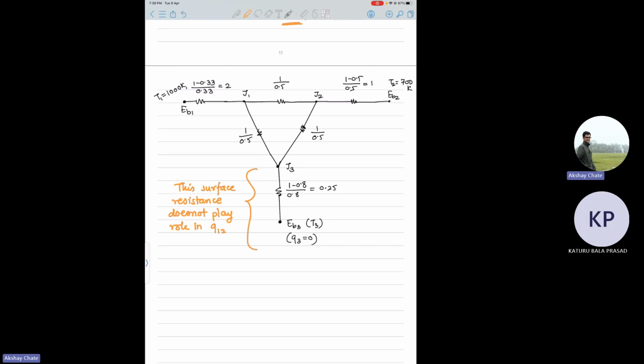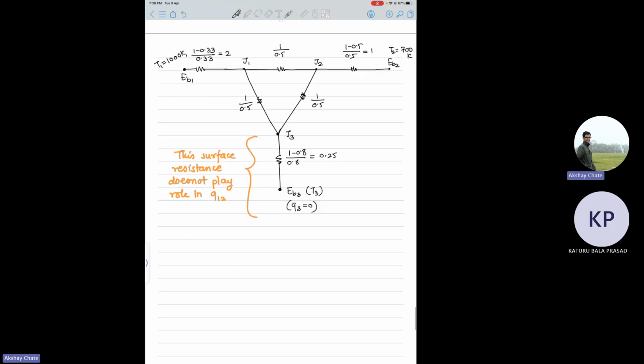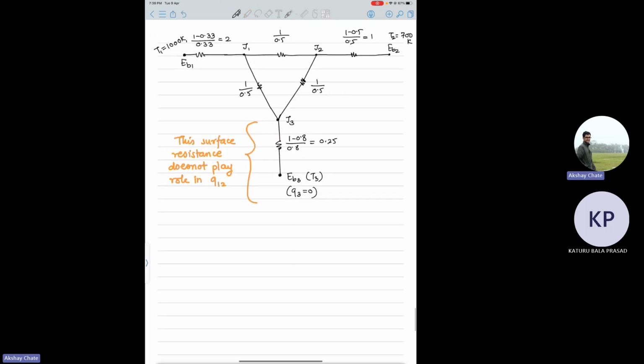And therefore we can neglect it. So essentially it becomes like this. This is your 1. This is your resistance 2. This is 1 by 0.5, which is again 2. And this is 1. And this is your second point.